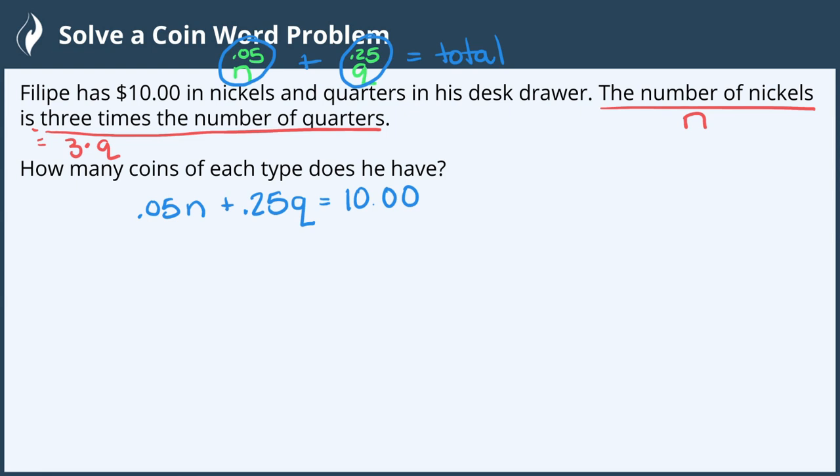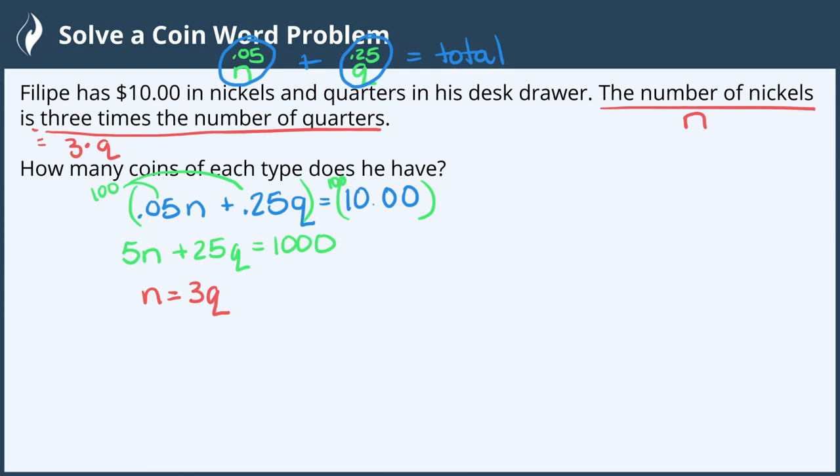But before we move further, let's get rid of the decimals in our first equation by multiplying both sides by 100. This moves the decimal place value over 2 for each of those. So doing the distributive property here makes this 5N plus 25Q equals 1,000. Now let's rewrite our second equation, which we have N equals 3Q.